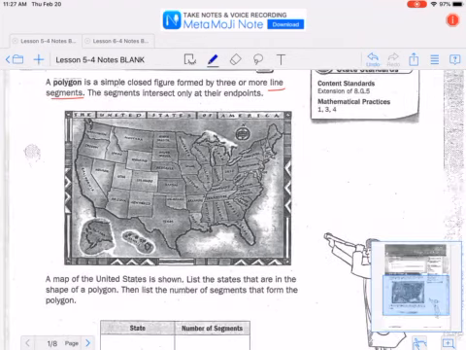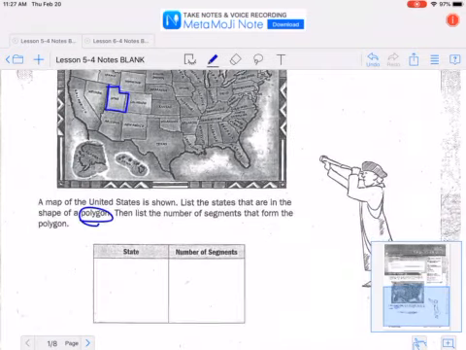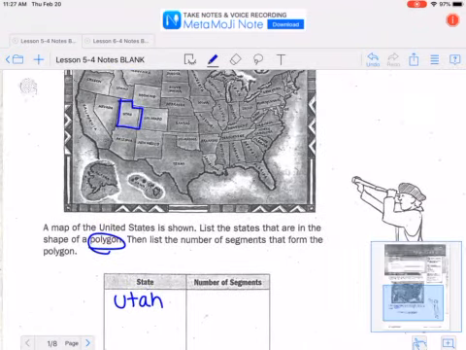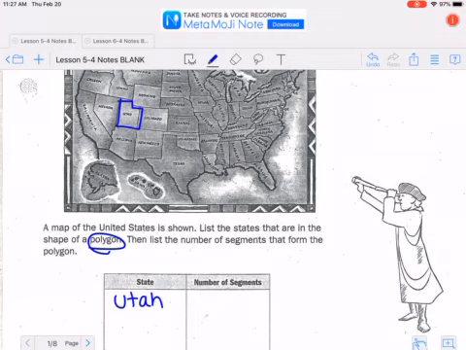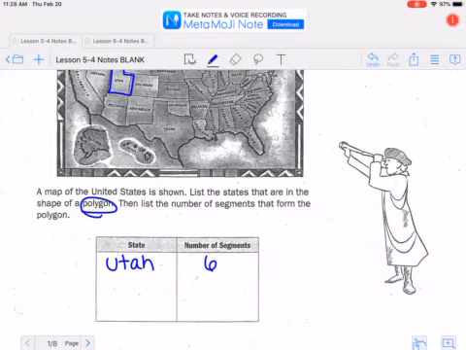So it says a map of the United States is shown. List the states that are in the shape of a polygon. Then list the number of segments that form the polygon. So the first one that I can see here is Utah. Okay, so I'm going to list Utah. And we have to say how many sides there are. So 1, 2, 3, 4, 5, 6. So Utah has 6 segments.